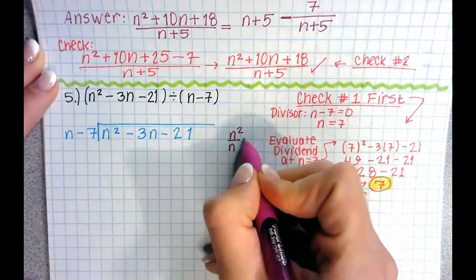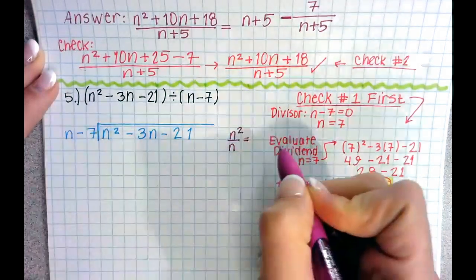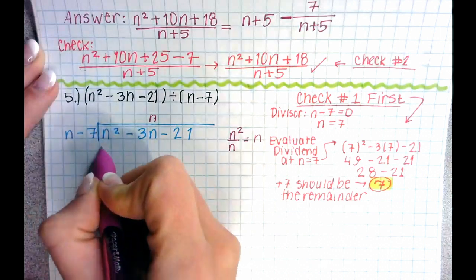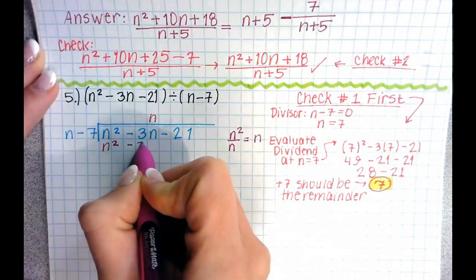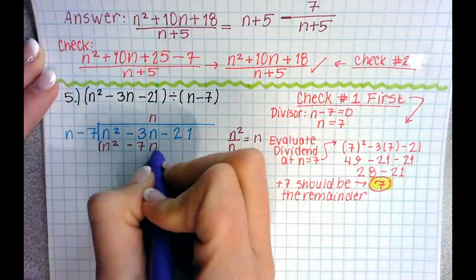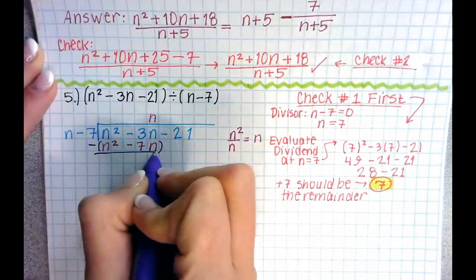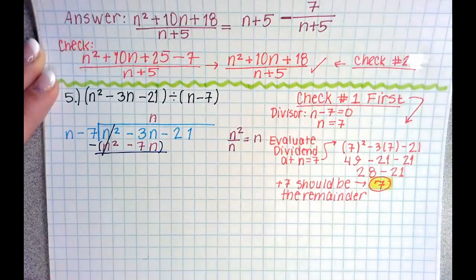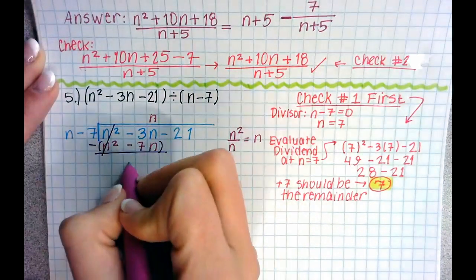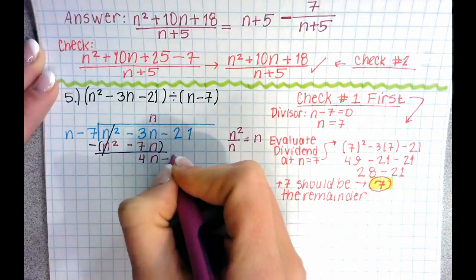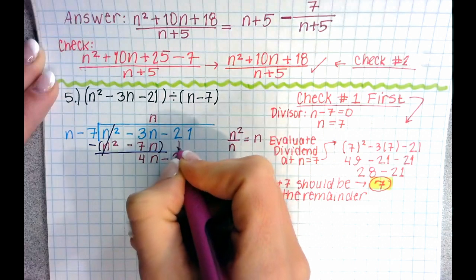N squared divided by n. First leading divided by leading. So that gives me n above here. N times n plus minus 7, n squared minus 7n. Parentheses. Minus sign. Underline. Cancel. Minus negative becomes plus. Negative 3 plus 7 is going to be positive 4n. Minus 21 drops down.